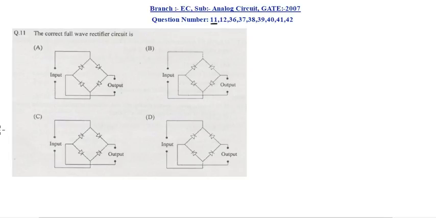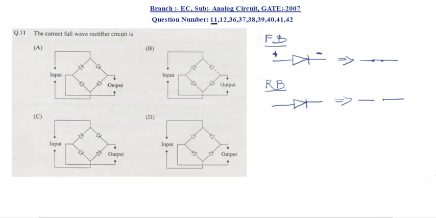Here it is asked to identify the full wave rectifier among the four possible options. To find the solution, we have to remember three things. First, when the diode is forward biased, that is, its anode is applied with some positive voltage and its cathode with some negative voltage, it will act as a short circuit. It will allow the current to flow through it.